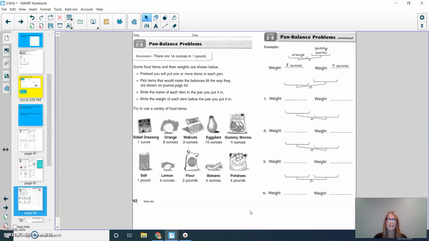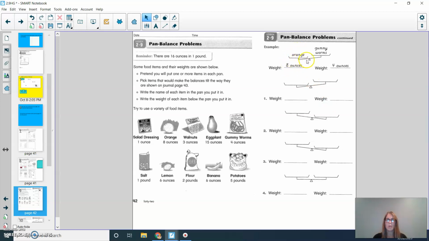previous lesson. So what you're going to do is you're going to pretend that you want to put one more item in each of these pans. You're going to pick an item that would make the balances tilt the way they are shown in the picture. And then name each of the items that you put in the pan, and then put your weight below it. So look at the example up top.